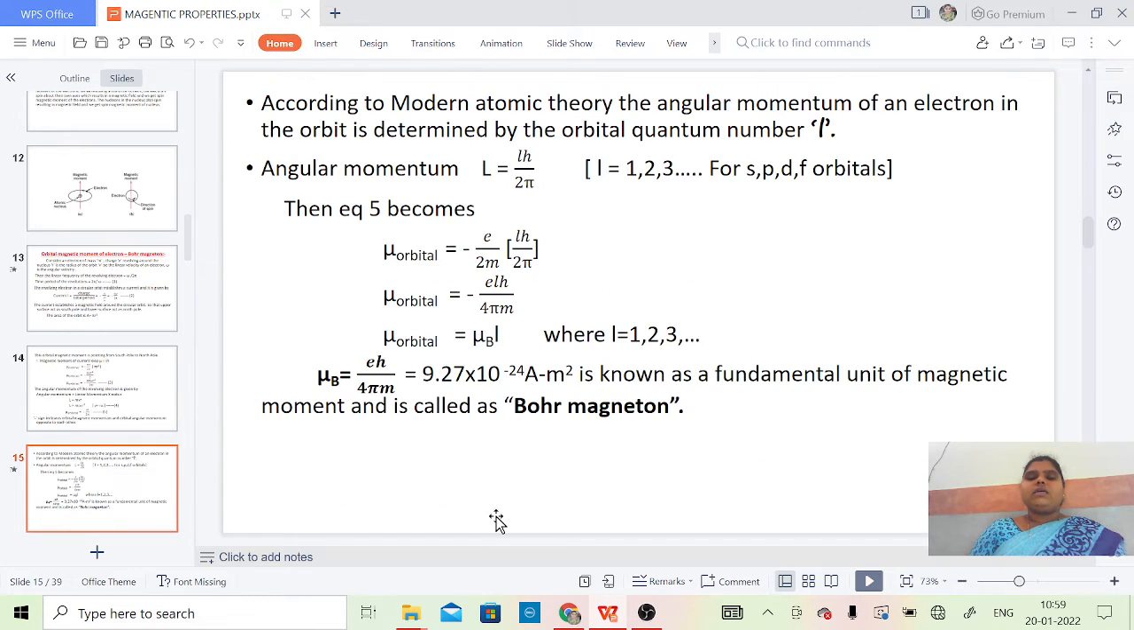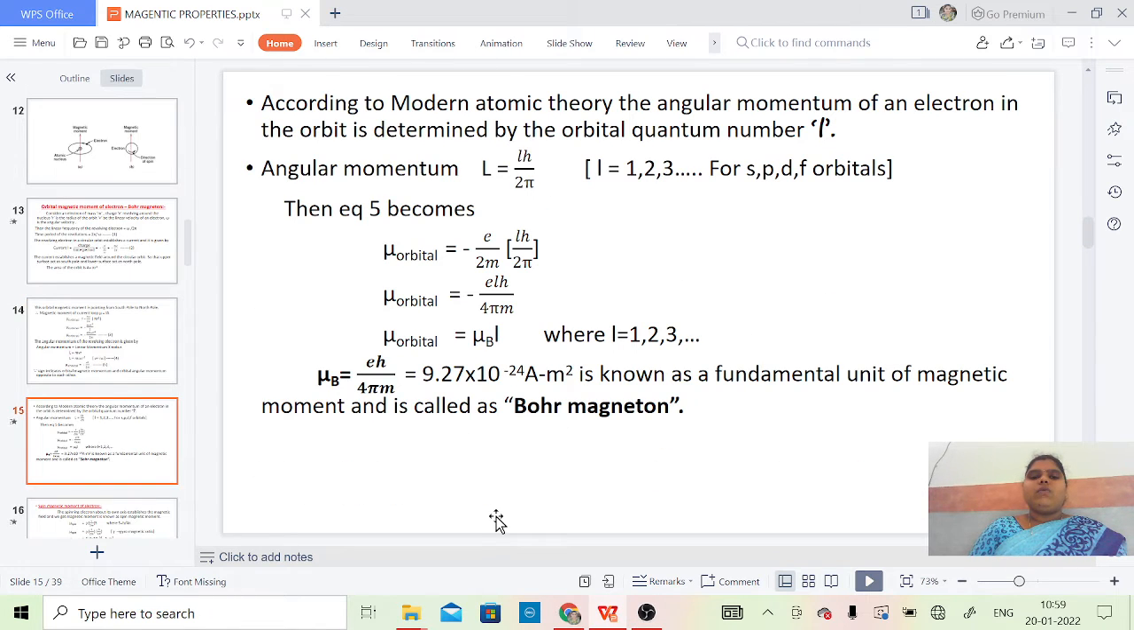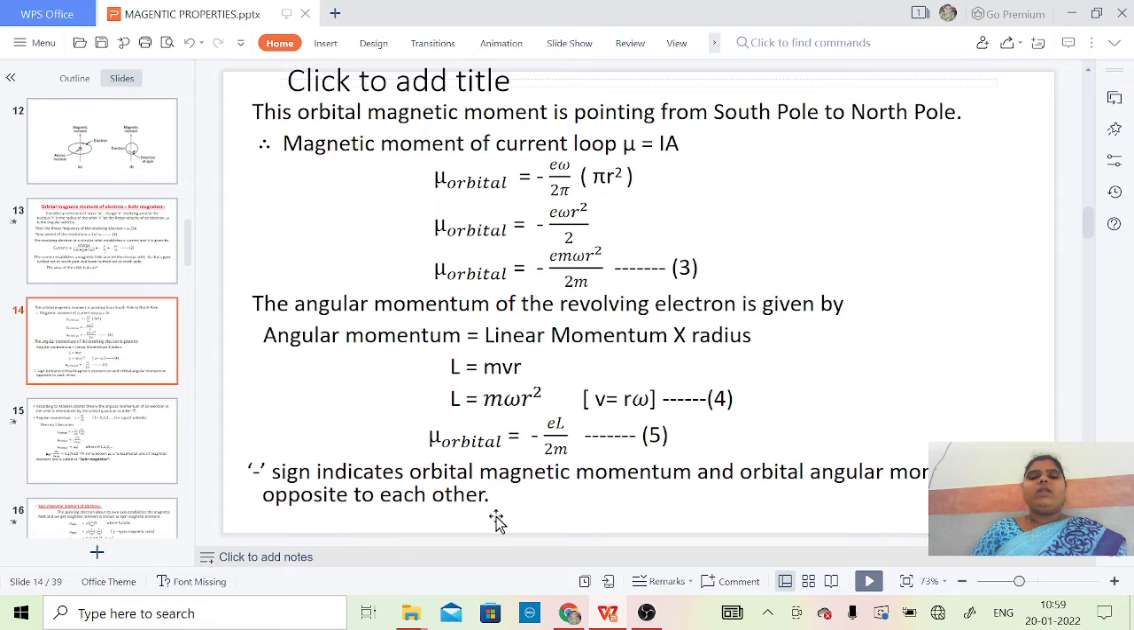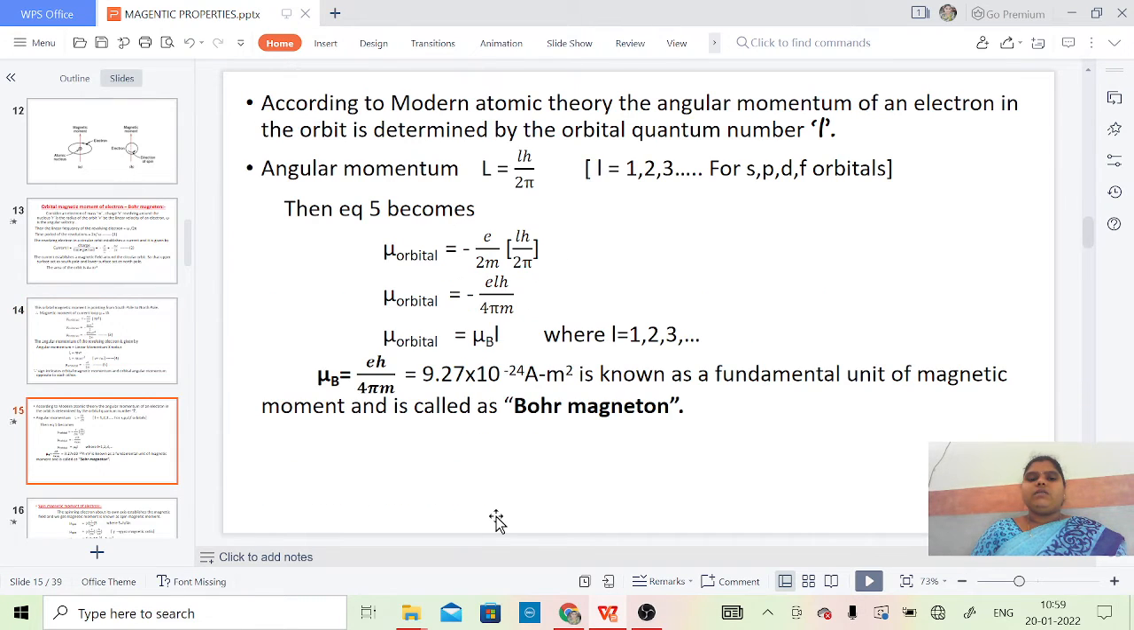Okay, and next, according to modern atomic theory, the angular momentum of an electron in the orbit is determined by the orbital quantum number l. Now angular momentum L equals lh by 2π, where l is 1, 2, 3, 4 for s, p, d, f orbitals. Then in the previous equation 5, the eL value will be replaced. So μ orbital equals minus e by 2m into lh by 2π. Now overall, that is elh by 4πm.